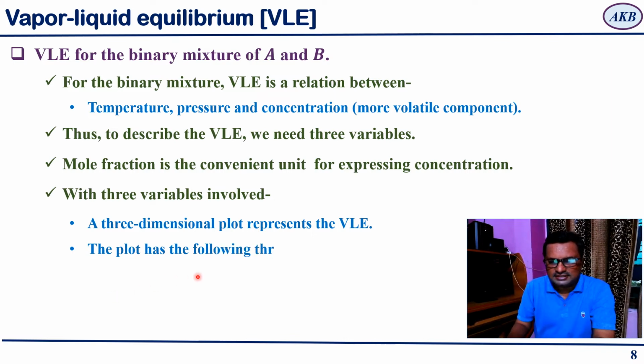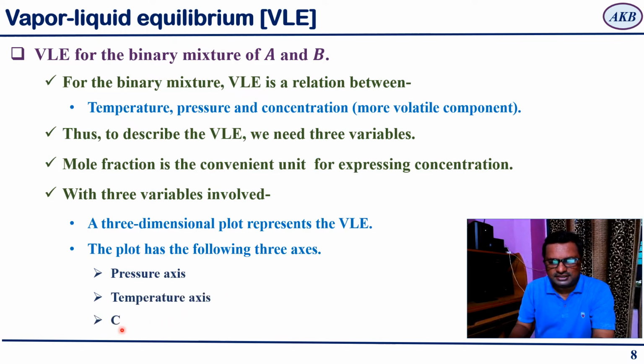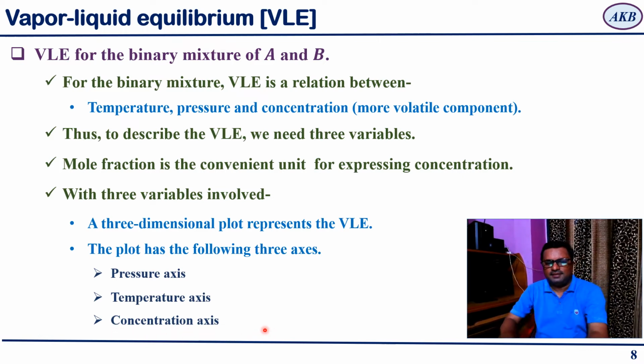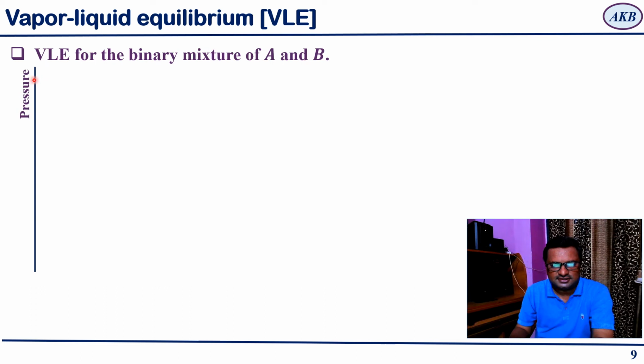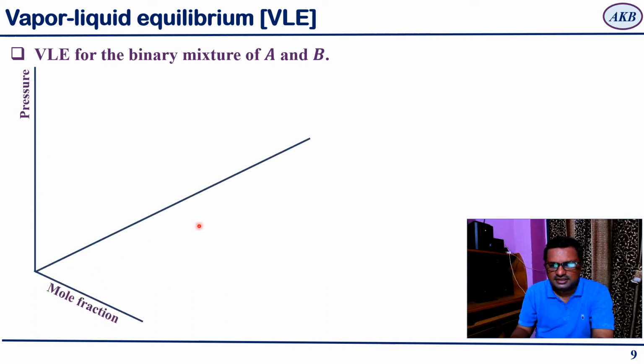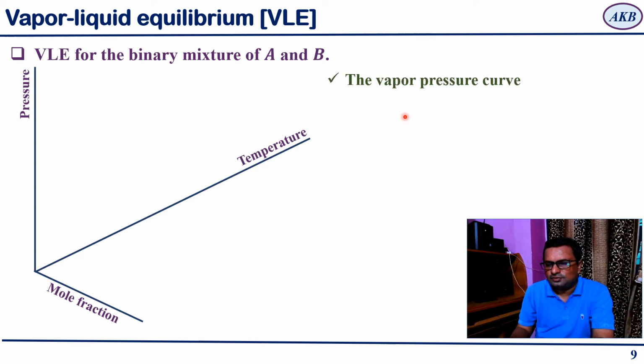The plot has the following three axes. One will be the pressure axis, the other one will be the temperature axis, and the third one will be the concentration axis. On the concentration axis, mole fraction is plotted. Okay, now let us understand it in detail. See, there are three axes: pressure axis, mole fraction axis, and the temperature axis.